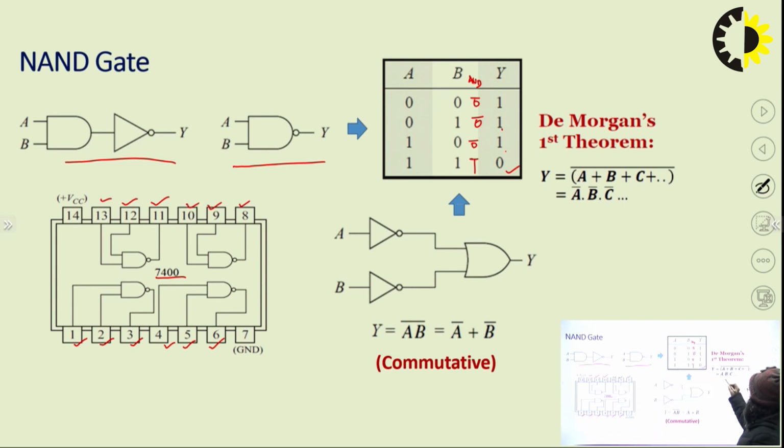And we can draw the circuit using De Morgan, that is Y is equal to (A dot B) bar. If we open it using our basic De Morgan theorem, then it is A bar plus B bar. So we can simply draw the circuit using basic gates, A bar plus B bar.